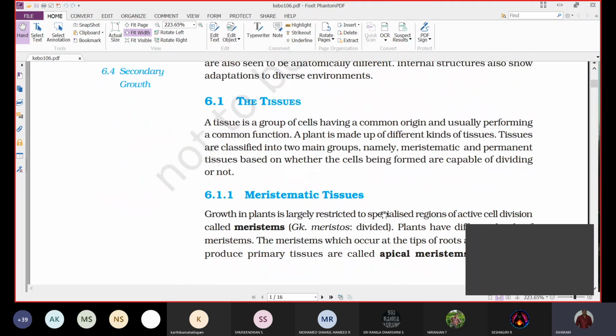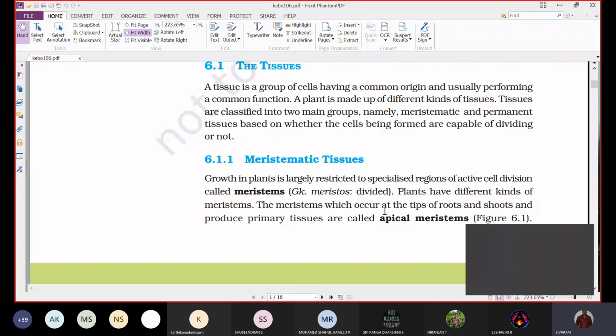When you observe the tissue, a tissue is a group of cells. A tissue is a group of cells having a common origin and usually performing a common function. So we can say what a tissue means: a tissue is nothing but a group of cells having a common origin and usually performing a common function. Such a group of cells we are calling a tissue.